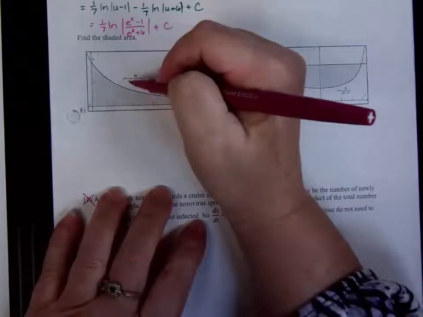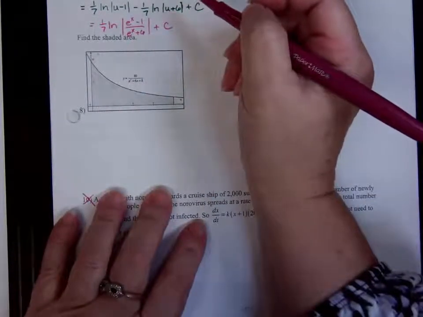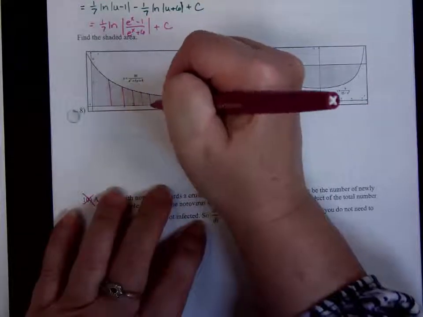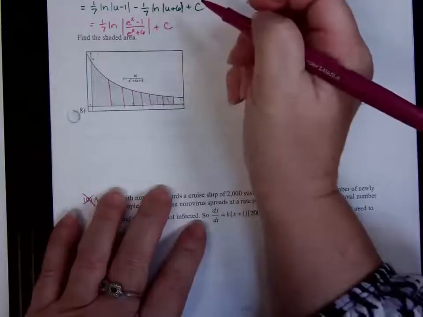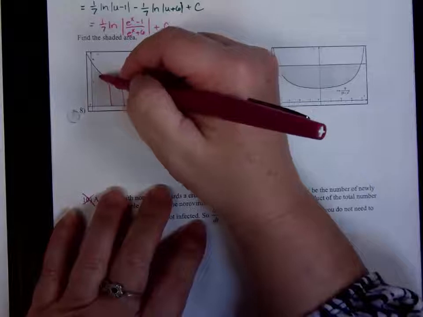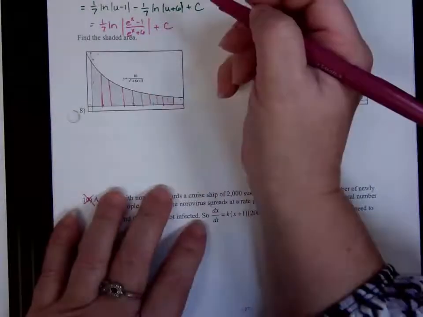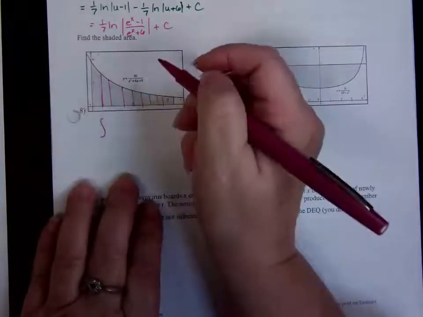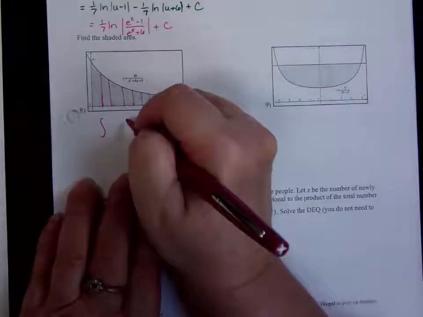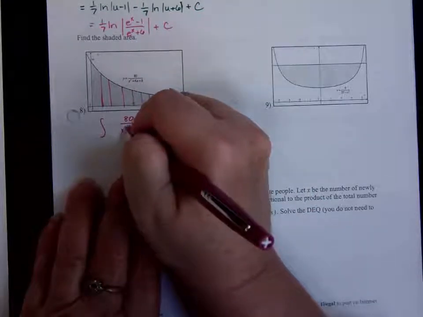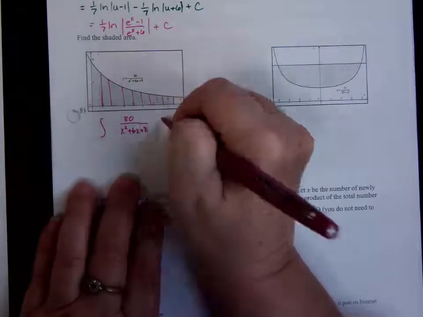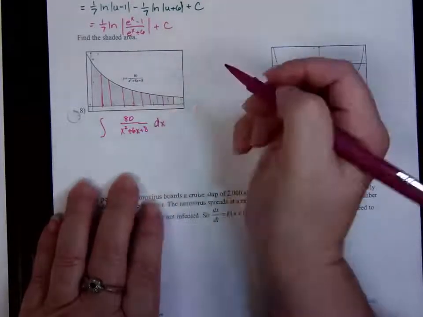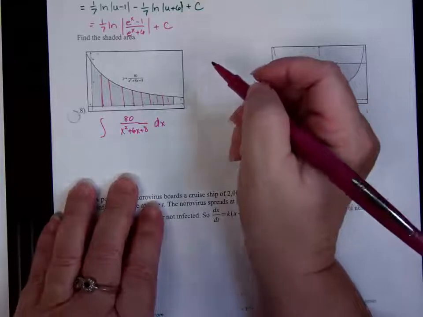If we're going to find area, it's either top minus bottom or right minus left. Can we draw all rectangles to hit the curve on top and the x-axis on the bottom? Yes. I'm making them micro thin rectangles. So it's top minus bottom, which means the integral of the top equation, 80 over x squared plus 6x plus 8. The bottom equation is 0, so we don't have to write it down. dx. What are my limits of integration?